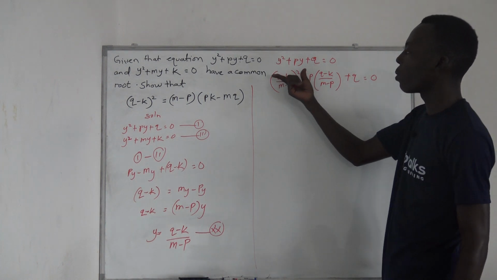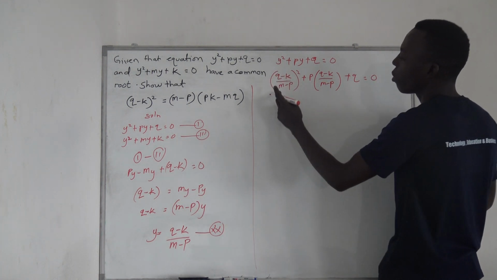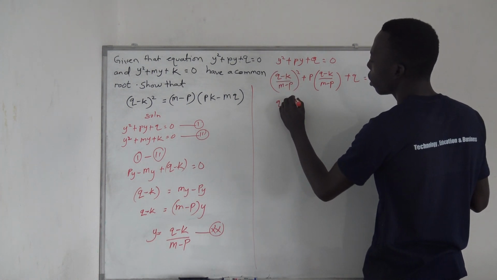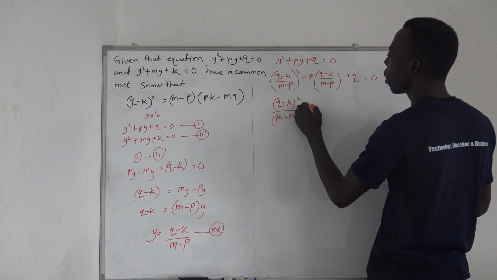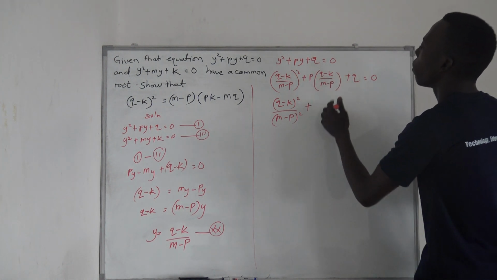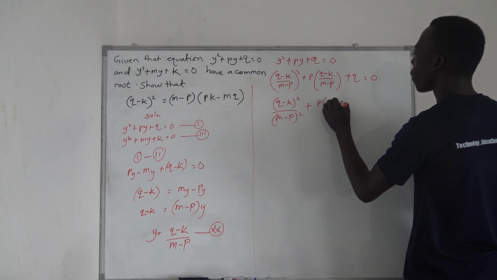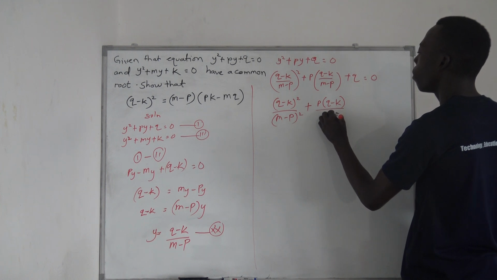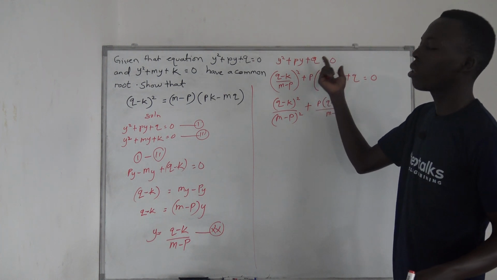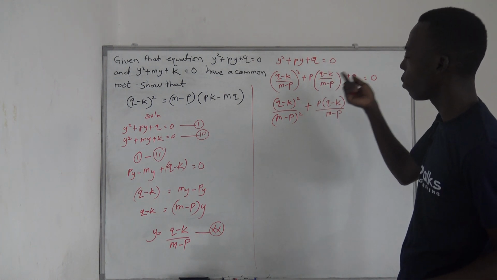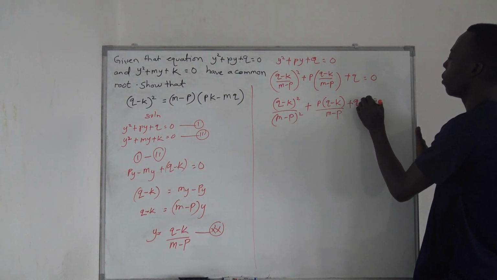When you have something like this, apply the square on each and everything in this bracket. So it is (q minus k) the whole thing squared out of (m minus p) squared. So plus this one, which becomes p into (q minus k) out of (m minus p). When multiplying these fractions, p multiplies only the numerator, but does not multiply the denominator. So now it is plus q equals 0.